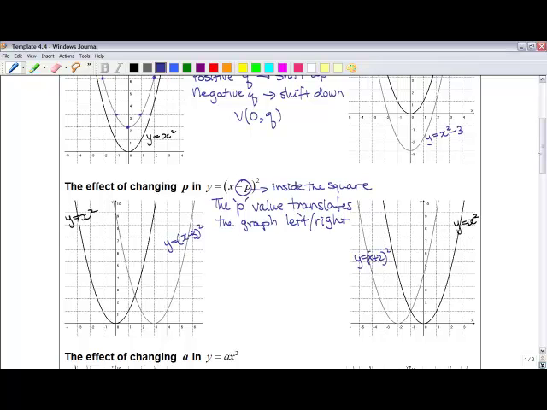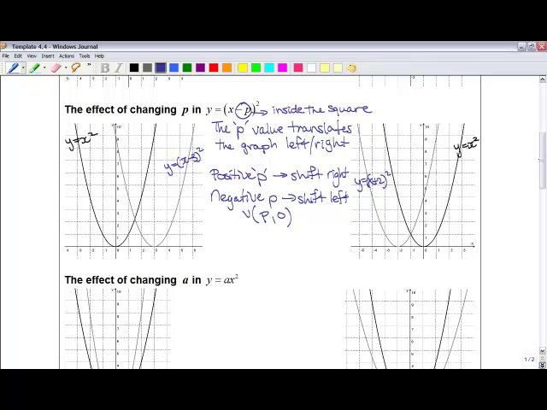Now, a little bit different here because it's written as x minus p. When p is positive, so it's minus p, that is going to be a shift right. And when p is negative, negative p, we get a shift left. So as long as it's written as x minus p, we get the vertex of p, 0. And again, we just draw that standard graph.